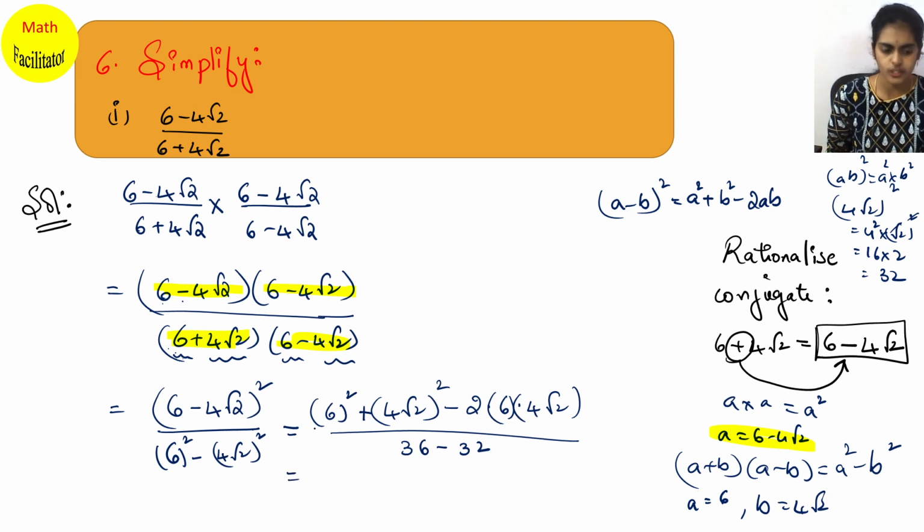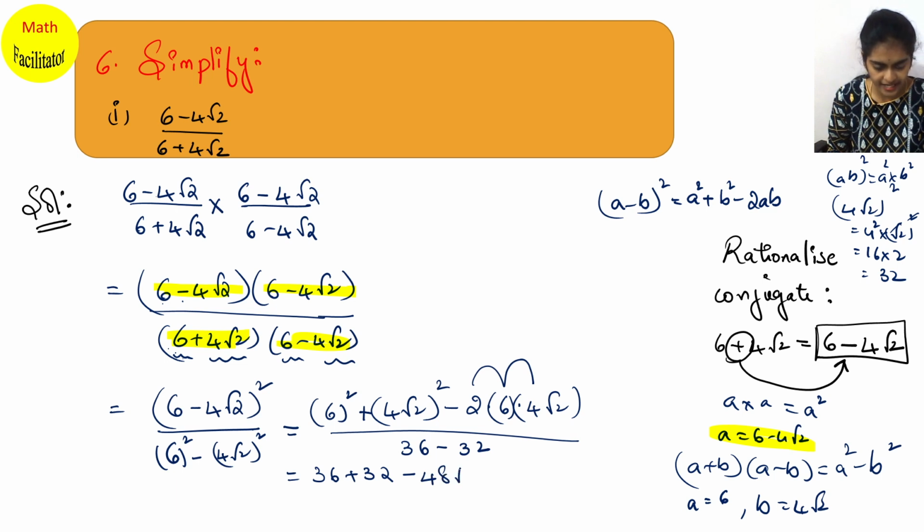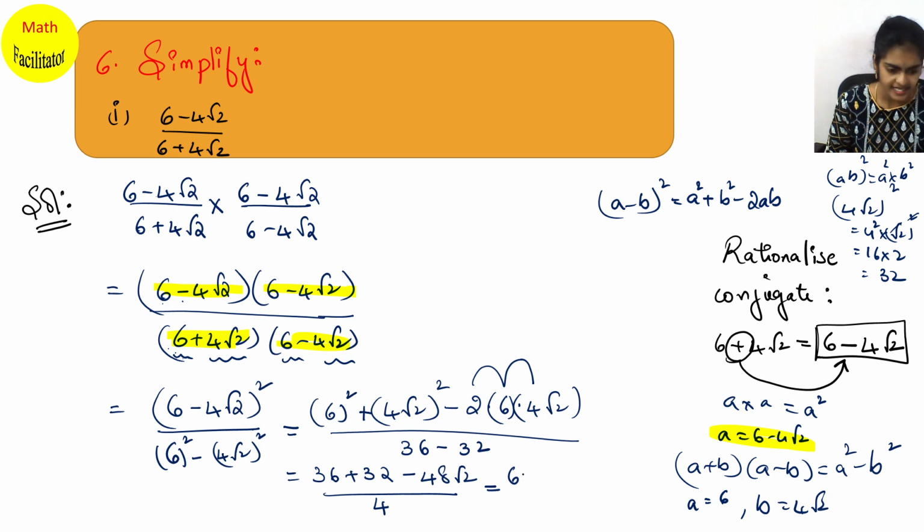That is equals to, this is 6 square is 36 plus 4 root 2 whole square is 32. Just now we have seen minus 2 6s are 12, 12 4s are 48. So this is 48 root 2 divided by 36 minus 4 gives me 4. Okay, that is equals to, now 36 plus 32 gives us how much? 68, isn't it? 68 minus 48 root 2 divided by 4.